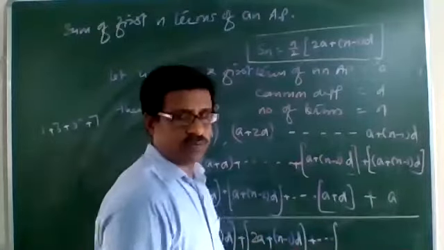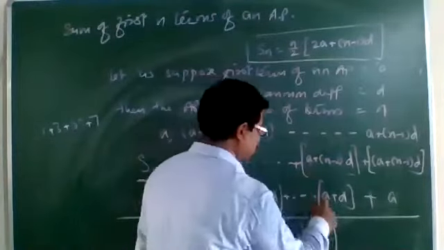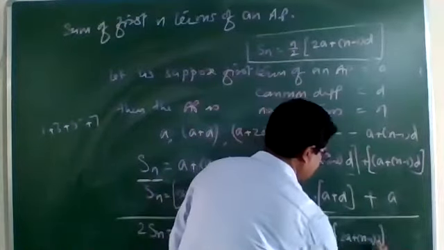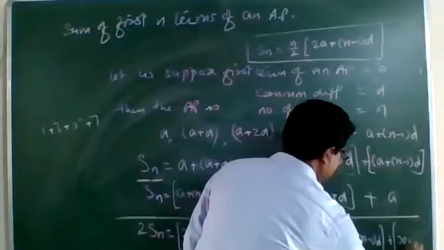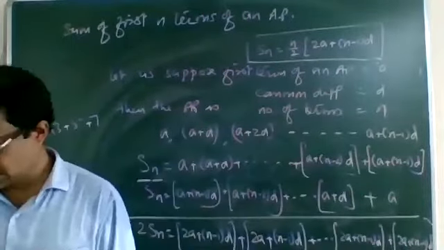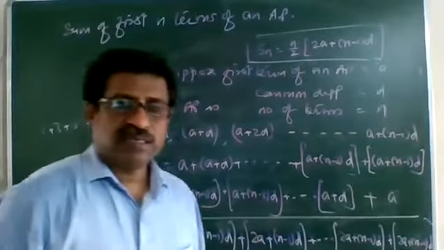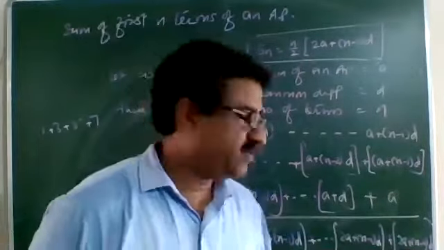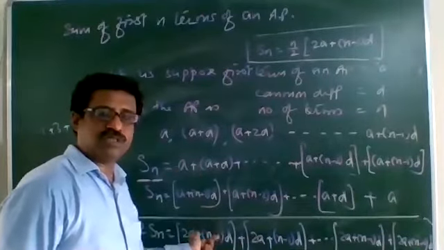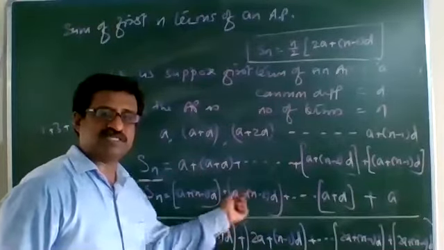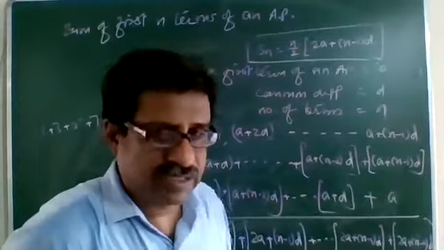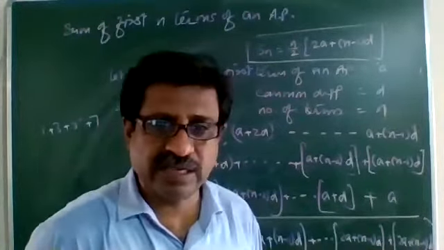Same way when you continue, same thing you are going to get: a plus a is 2a, plus n minus 1 into d, and the last one also 2a plus n minus 1 into d. Each of the times we are getting the sum of the terms as 2a plus n minus 1 into d. Till last we got the same value, we are not getting any change.